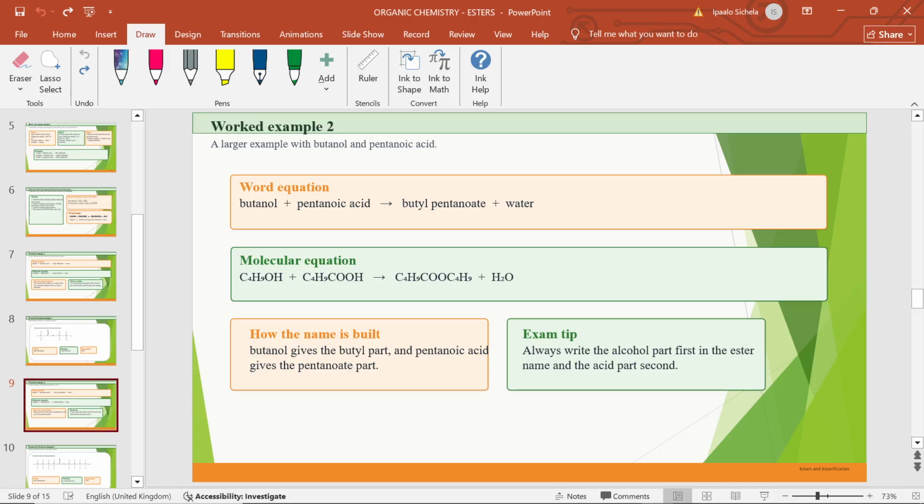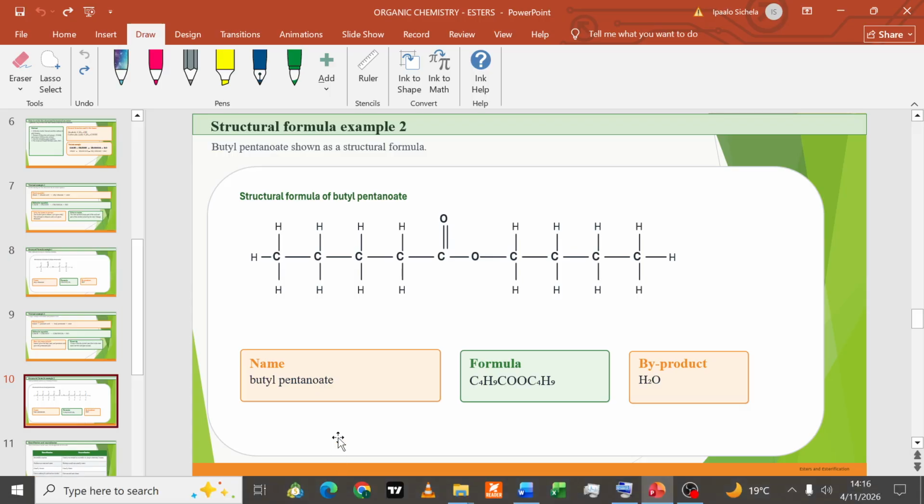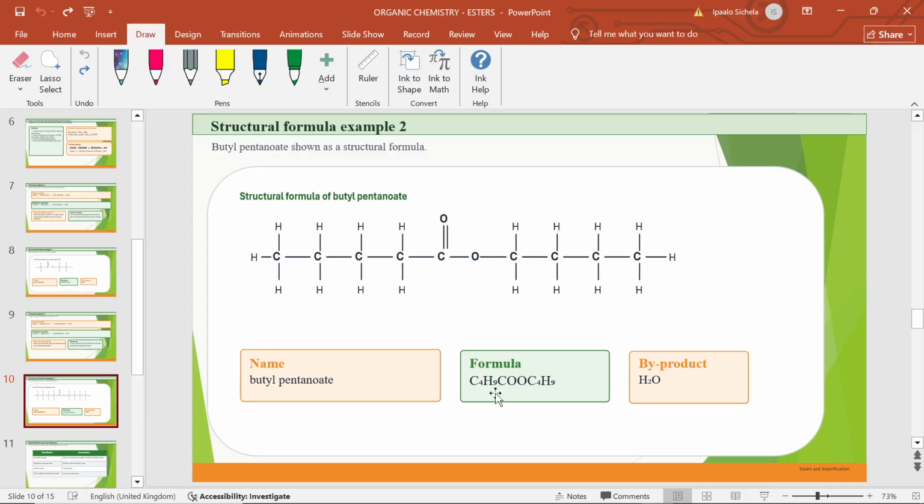Okay, I hope that's clear. Now, what about the structural formula? How are we going to write the structural formula for butyl pentanoate? I said before, to write the structural formula of any ester, you first write the chemical formula of that ester. So the chemical formula of butyl pentanoate is C4H9COO, C4H9.